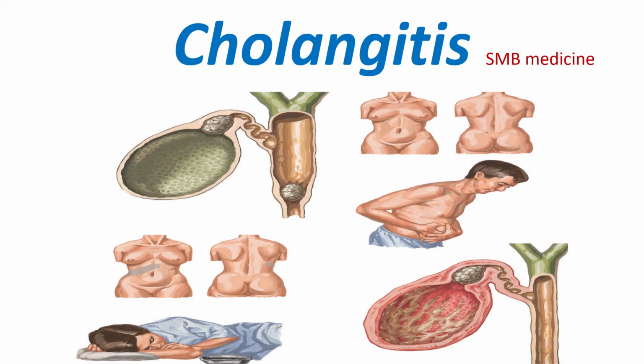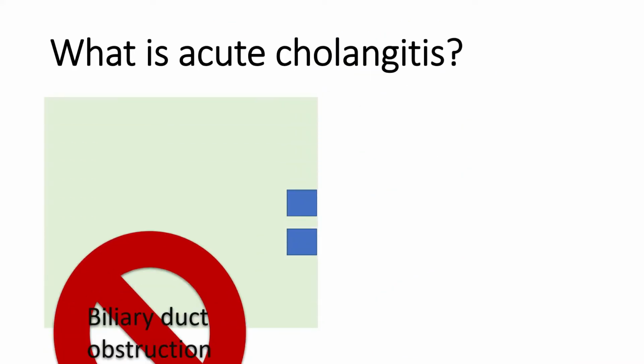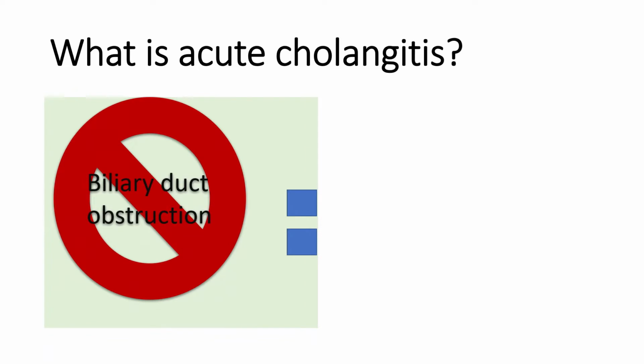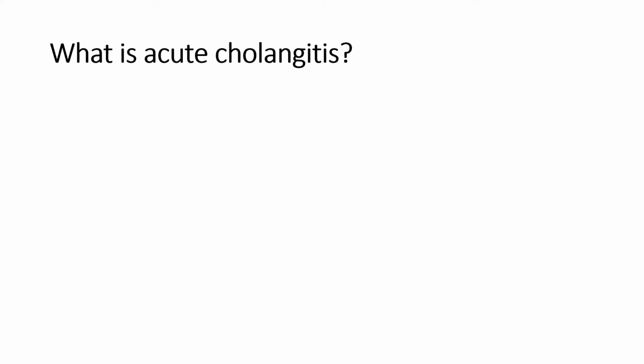In this video, we are going to discuss cholangitis. First of all, what's cholangitis? Cholangitis is biliary duct obstruction leading to stasis and infection in the biliary tract proximal to the obstruction. It's also referred to as ascending cholangitis.